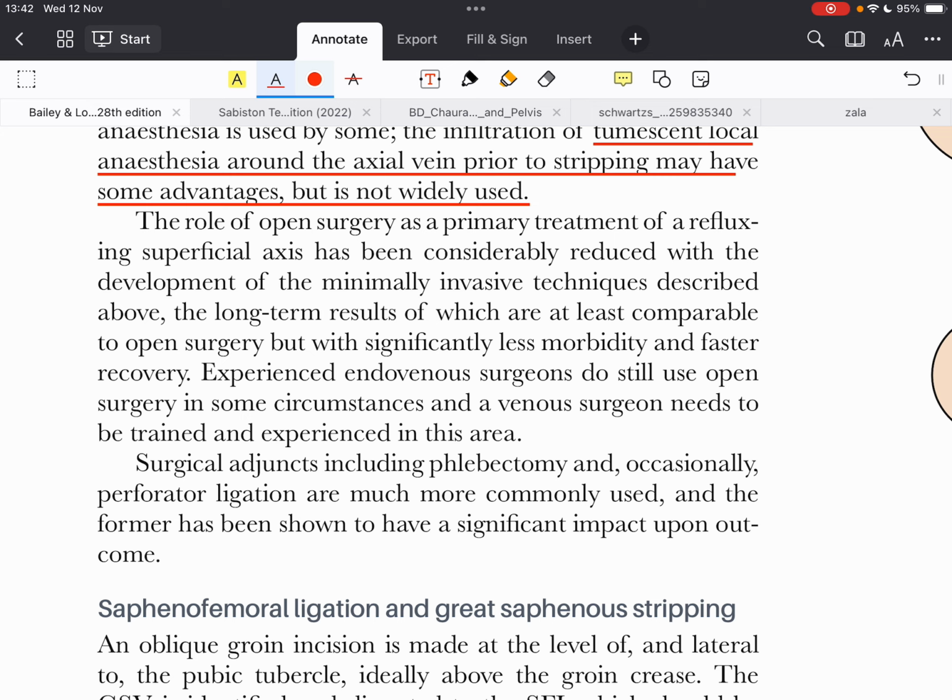reduced with the development of the minimally invasive techniques described above, the long-term results of which are at least comparable to open surgery but with significantly less morbidity and faster recovery. Experienced endovenous surgeons do still use open surgery in some circumstances, and a venous surgeon needs to be trained and experienced in this area. Surgical adjuncts, including phlebectomy and occasionally perforator ligation, are much more commonly used, and the former has been shown to have a significant impact upon outcome.